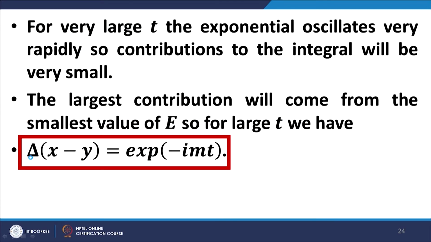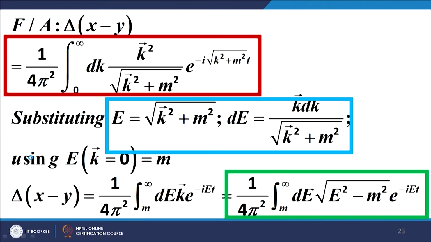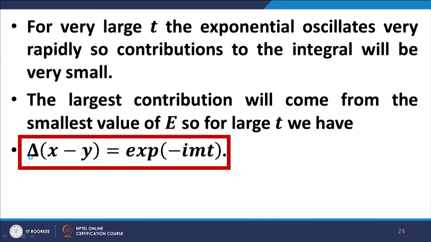So, to that approximation we can write the propagator of x minus y as exponential of minus i m t. Here, if you have E equal to m and this factor is a significant contributor, then on simplification we get e to the power minus i m t, that is what we have here for the propagator.